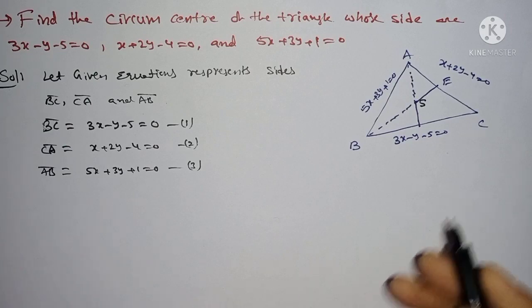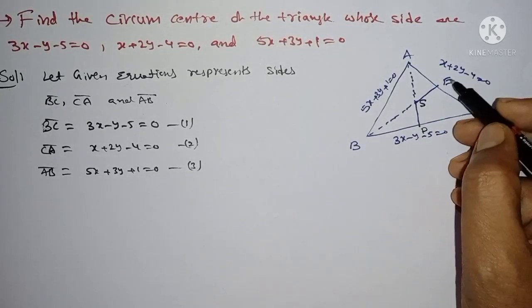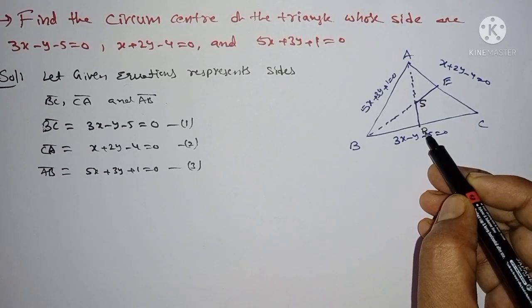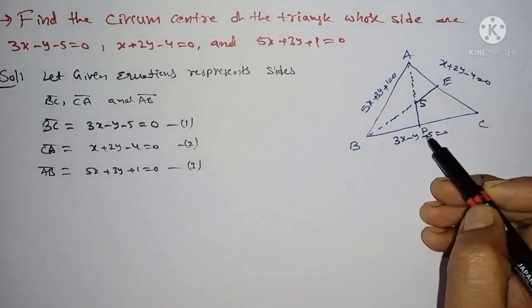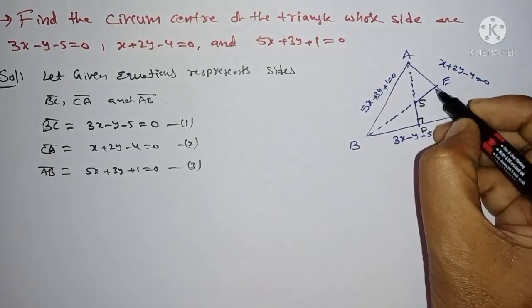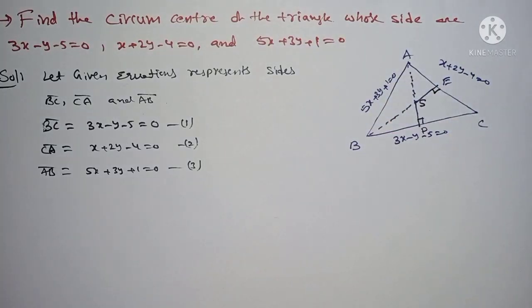Therefore, D is the midpoint of BC and E is the midpoint of AC. If you know the vertices B and C, you can find D. If you know A and C, then you can find E. And the slope of SD is perpendicular to BC, and SE is perpendicular to AC. Therefore, with slope and point you get the equations of SD and SE, and solving the SD and SE equations, you get the circumcenter. It's a big process using this method.